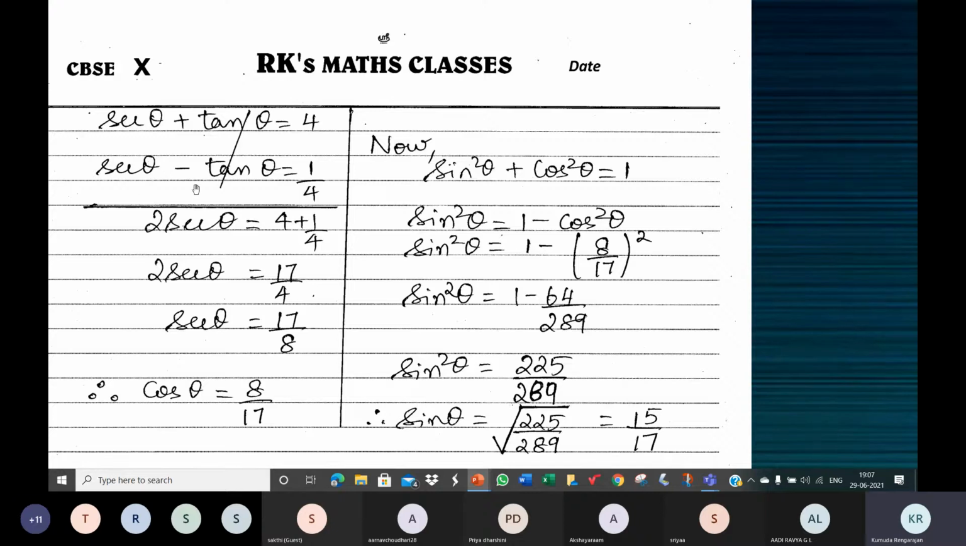Now, supposing you change the signs, then you will find tan theta. After that, you can use the identity secant square theta minus tan square theta is 1 and find secant theta. Or you can do this: once you find tan theta, you can use cosecant square theta minus cot square theta is 1.